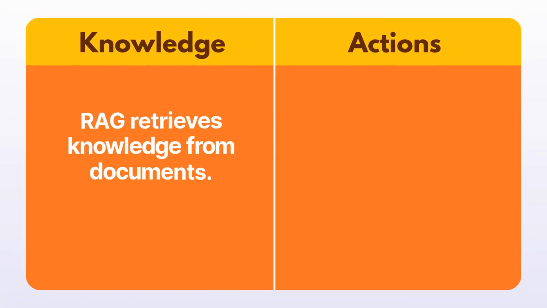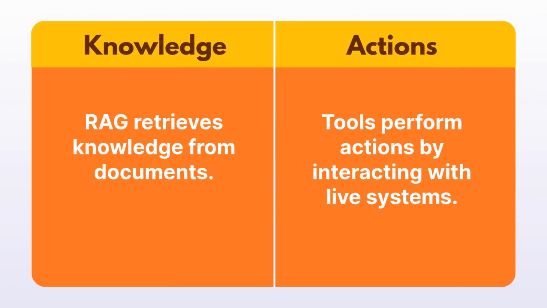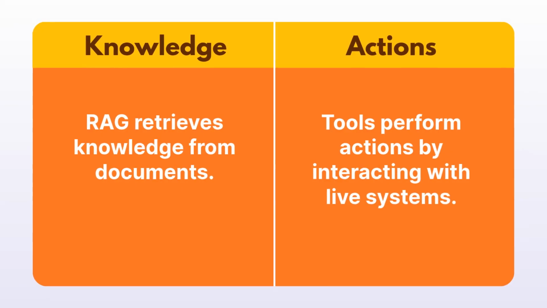The difference between RAG and tools can be summarized simply. RAG retrieves knowledge. Tools perform actions. If the answer exists in a document, RAG is usually the right solution. If the answer requires interacting with a system, a tool is required.